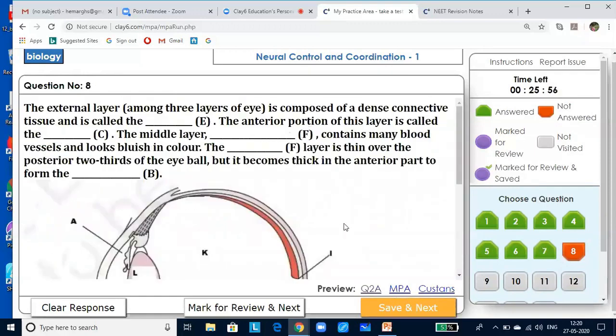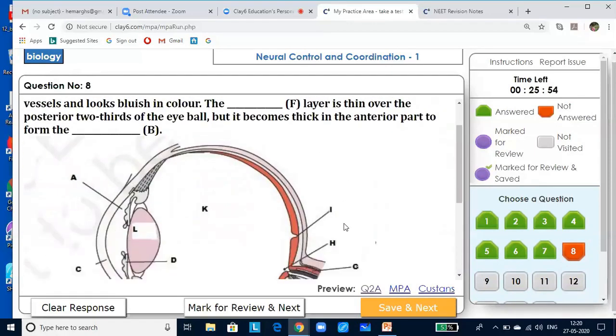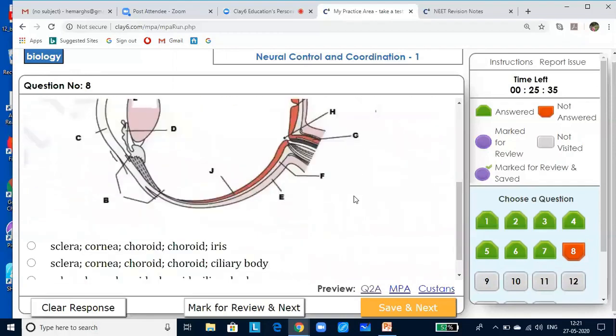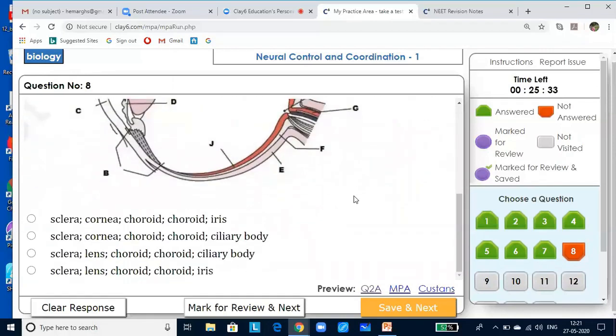The external layer amongst the three layers of the eye is composed of a dense connective tissue and it is called the sclera. The anterior portion of this layer is called the cornea. The middle layer, the choroid, contains many blood vessels and looks bluish in color. The choroid layer is thin over the posterior two-thirds of the eyeball, but it becomes thick in the anterior part to form the ciliary body. Now let us look at it. It is the sclera, cornea, choroid and the ciliary body. So this is the answer.